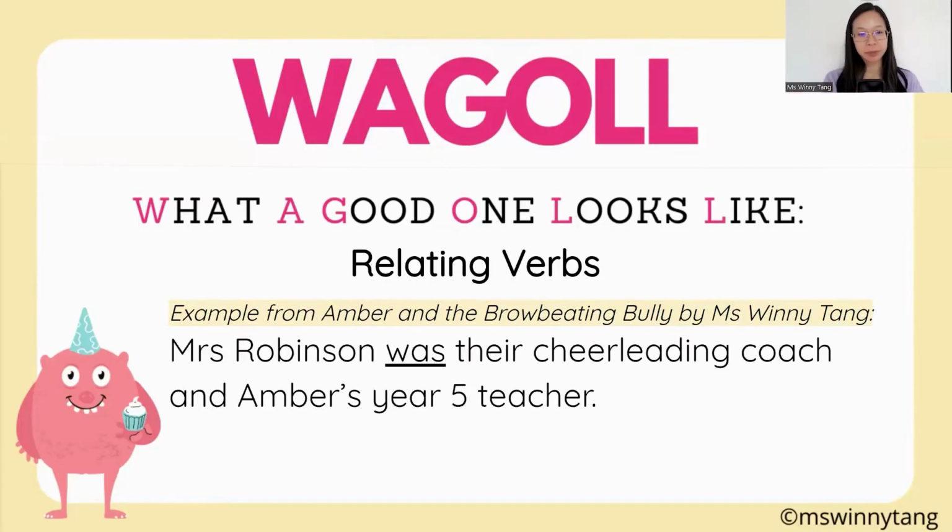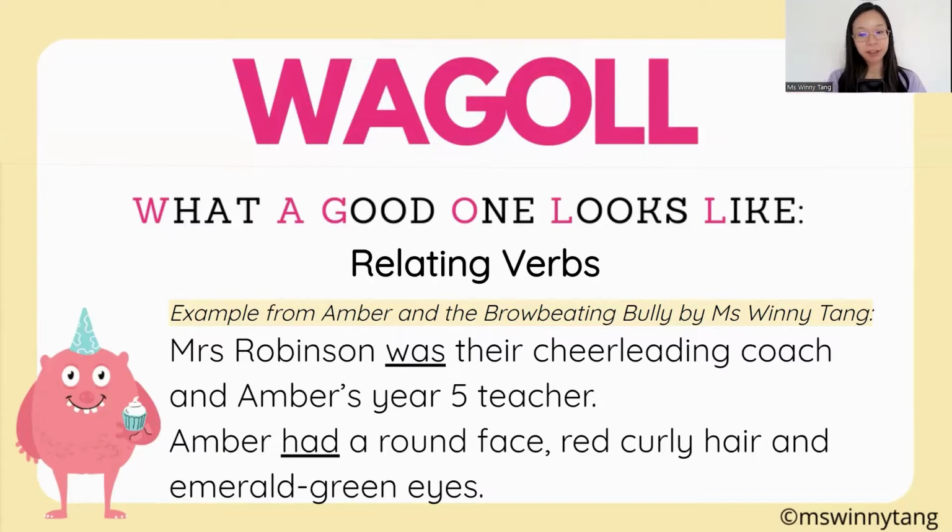Relating verbs. Mrs. Robinson was their cheerleading coach and Amber's Year 5 teacher. Amber had a round face, curly hair, and emerald green eyes. Was and had are our relating verbs because it tells us how they relate to the different parts of the story or the character. So Mrs. Robinson was, we're telling the audience that she's the cheerleading coach and Amber's Year 5 teacher. And we're also telling the audience that Amber had a round face, red curly hair, and emerald green eyes.